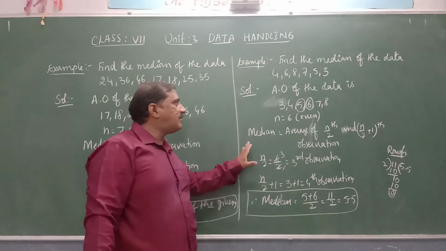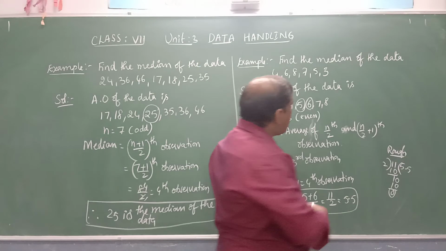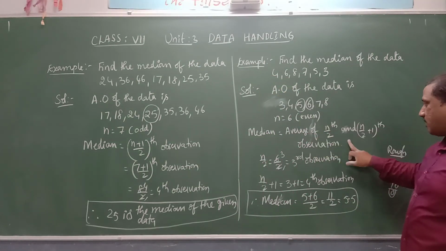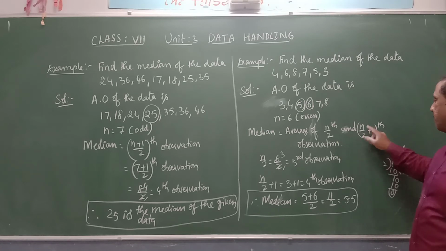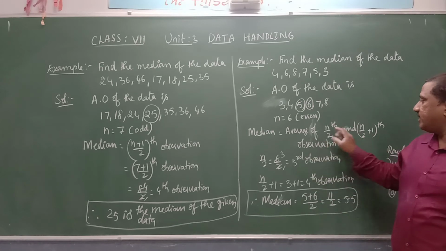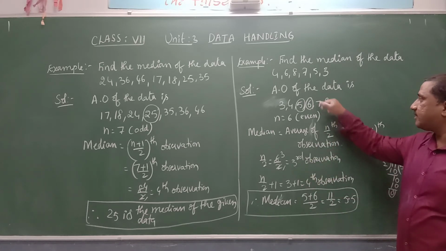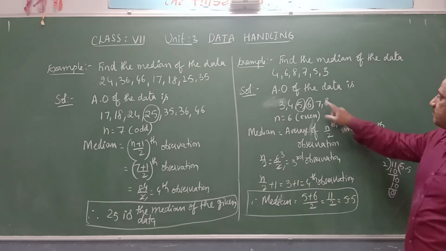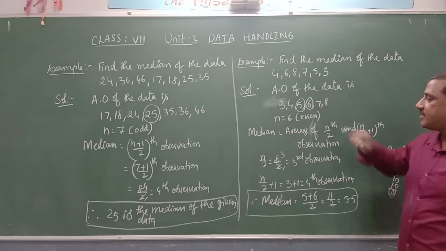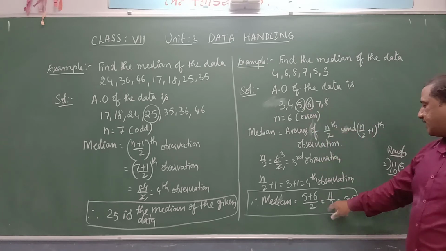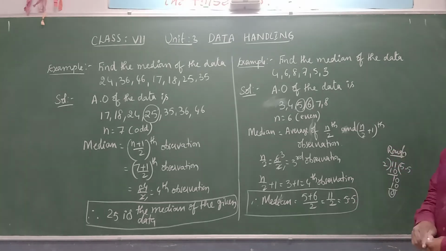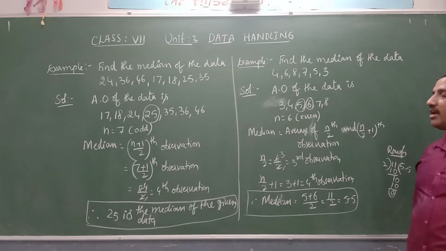So like this we will find the median of the data if the number of observations is even. That is the average of the n by 2th and (n by 2 plus 1)th observation. The n by 2th observation is the third observation, and n by 2 plus 1 is the fourth observation. Third observation is 5, fourth observation is 6. The average of 5 and 6 gives us the median of the given data. Is it clear, children? Now we will discuss a few sums from our exercise.